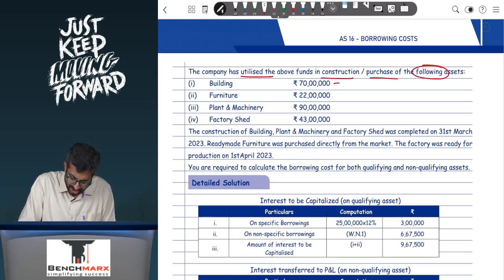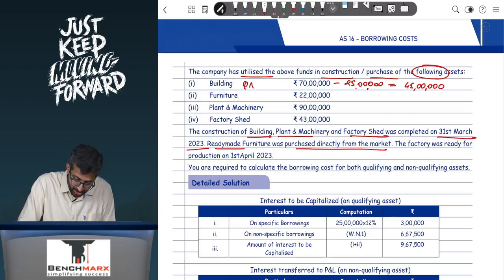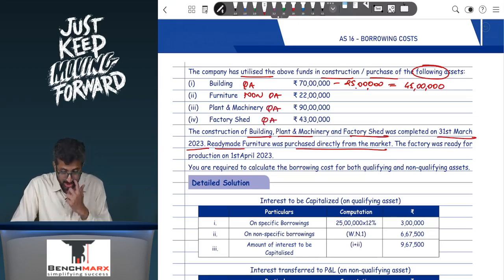Building 70. Achha, out of 70 one needs to remember that 25 lakhs will be out of specific borrowings and hence the remaining, I think 45 lakhs, will come out of the general borrowings. Furniture, maybe entirely, plant and factory shed entirely. The construction of the building, plant and factory shed was completed on 31st March 23, but ready-made furniture was purchased directly from the market. So basically building can be qualifying, furniture is non-qualifying, plant and machinery can be qualifying, factory shed is also qualifying because it is taking a substantial period.